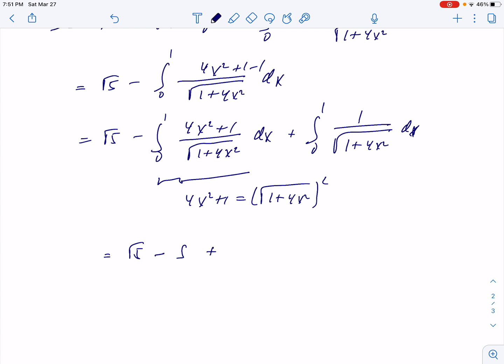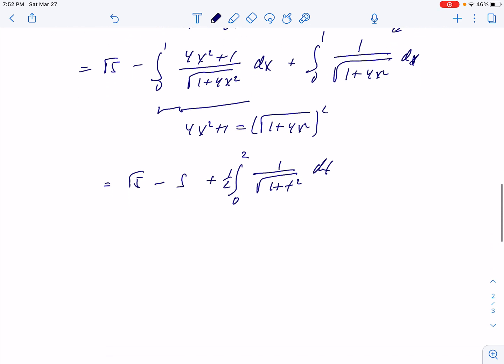let's modify the second integral. Here in the second integral, we can make a substitution x to be 1/2 t to remove the coefficient 4. So this will become integral as 0 goes to 0. When x is 1, t is 2. 1 over square root 1 plus t squared, and dx equals 1/2 dt, here 1/2 in front, dt.